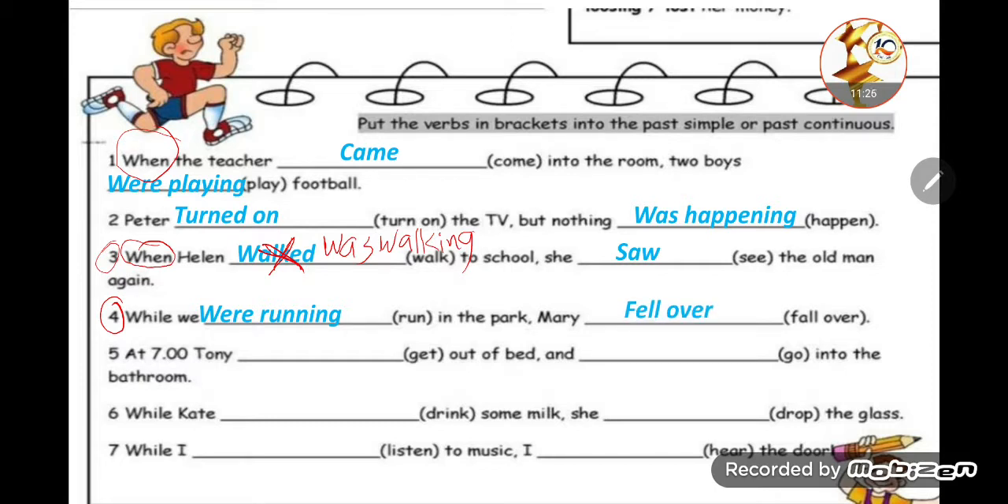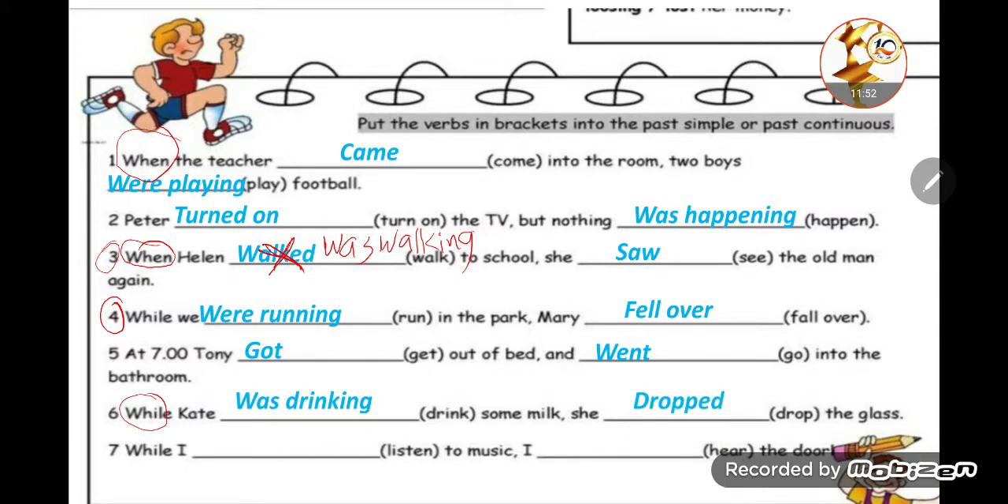At 7, Tony got out of bed and went into the bathroom. While Katie drank some milk, she dropped the glass. Here, if we want to make it while Kate was drinking some milk, she dropped the glass: was drinking and dropped.